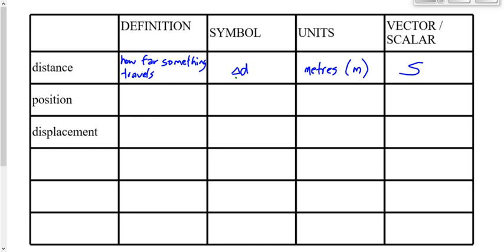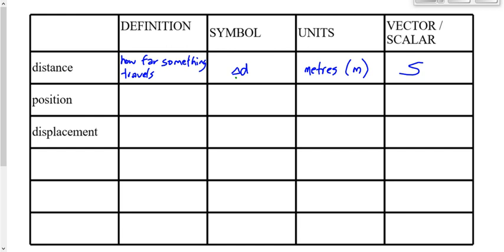My watch tells me at the end of the day how far I've gone. It doesn't tell me which way I went, what my direction was. It just tells me the distance that I walked. 10 kilometers, 13 kilometers, 7 kilometers, whatever the case may be. Distance is a scalar because the direction doesn't matter.